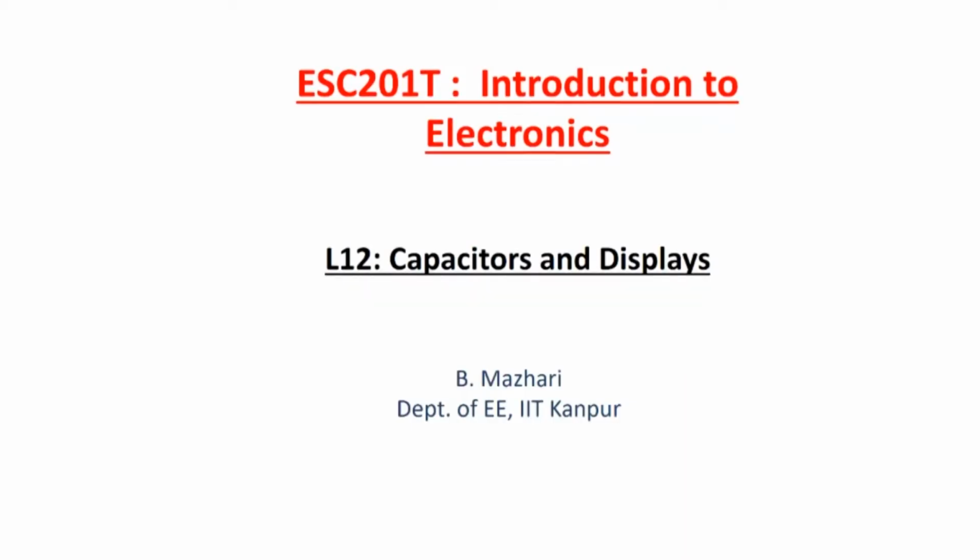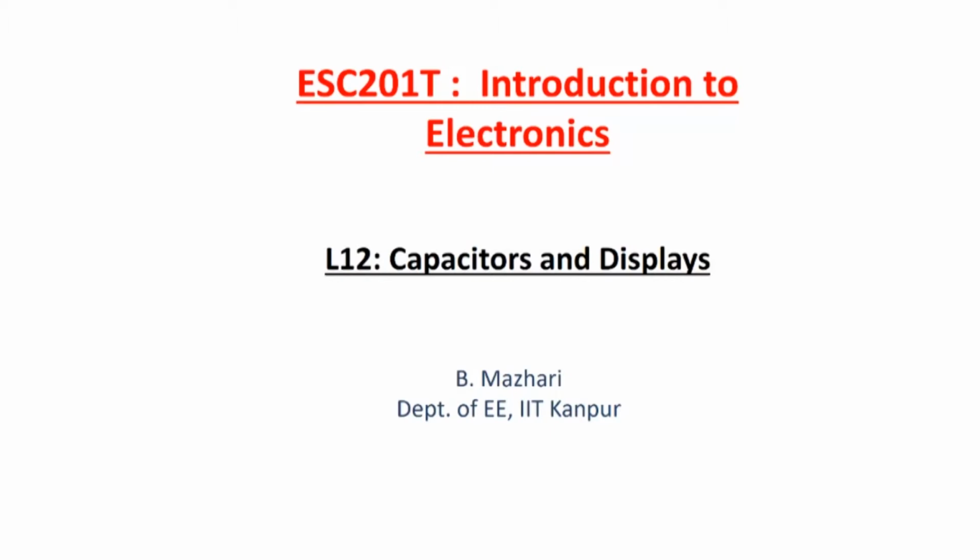Okay, so let's get started. This is lecture number 12 of this course on Introduction to Electronics, ESC 201. We've been discussing circuits containing capacitors, inductors, and resistors. So far, we looked at one of the applications of capacitors, that they act as storage elements, and dynamic RAM memories are made out of capacitors. And then we've been discussing methods of analyzing these circuits containing capacitors and inductors.